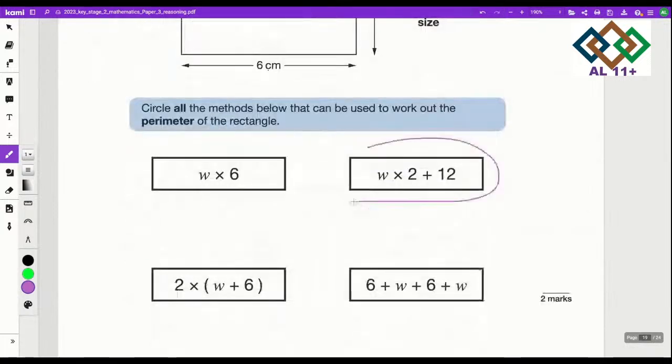All three of them except one. So this one, and this one, except the first one.